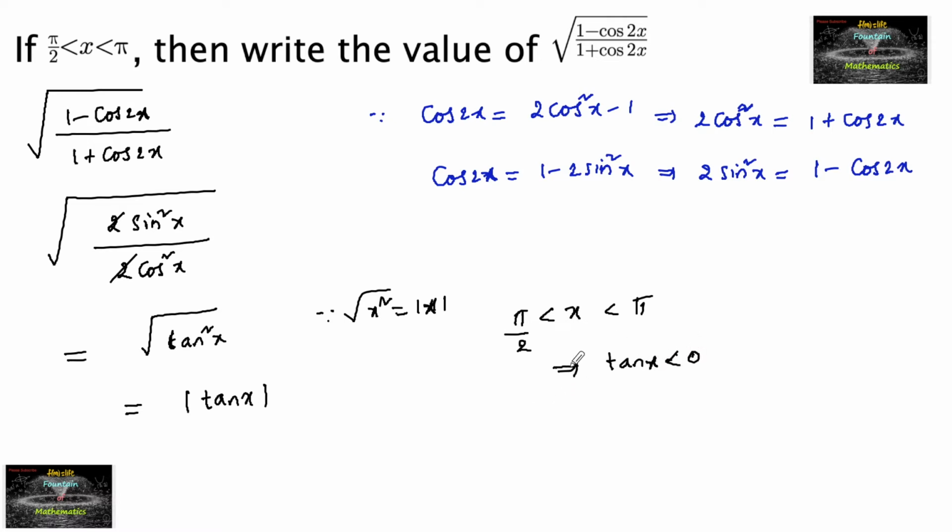Pi by 2 to pi is the second quadrant, where tan is negative, so we can write mod of tan x as nothing but minus tan x. So we can give the answer for root over 1 minus cos 2x upon 1 plus cos 2x as minus tan x. Okay, thank you.